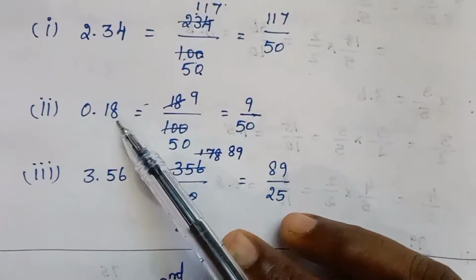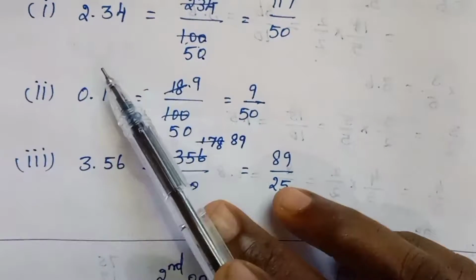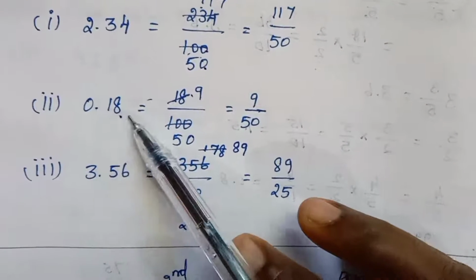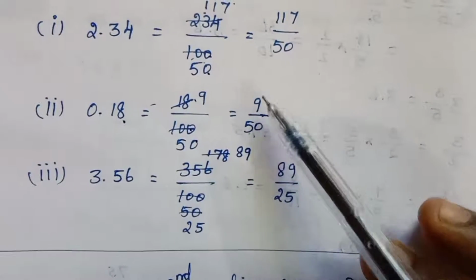Next, 0.18 is written as 18 by 100. For 18 we have two decimal places, that is 100. Now the 2 table is possible, so that is 9 by 50.